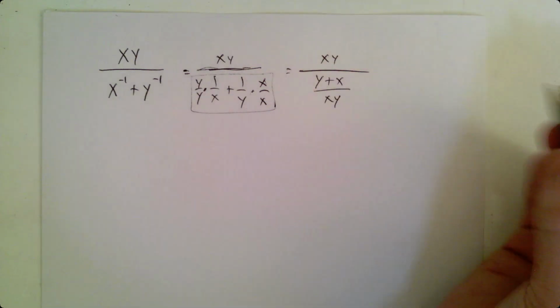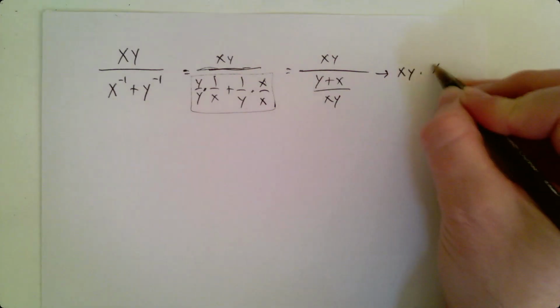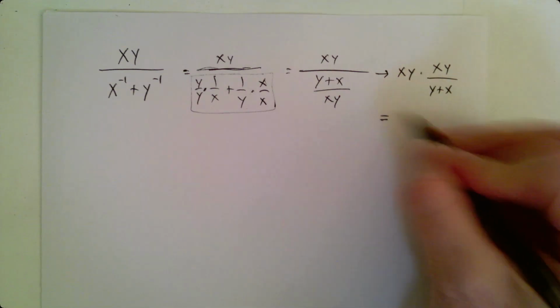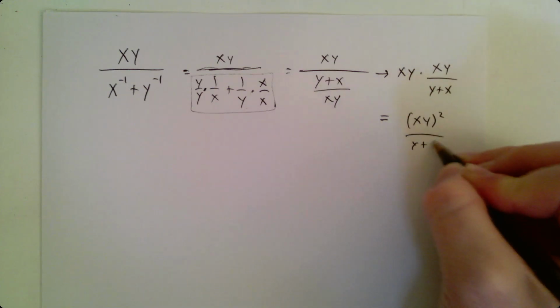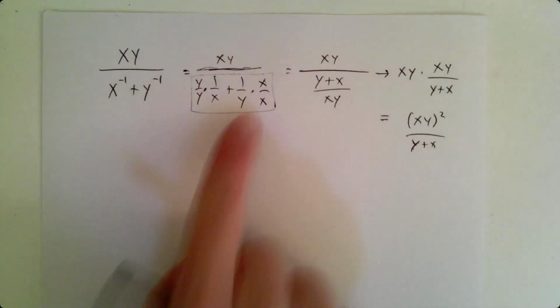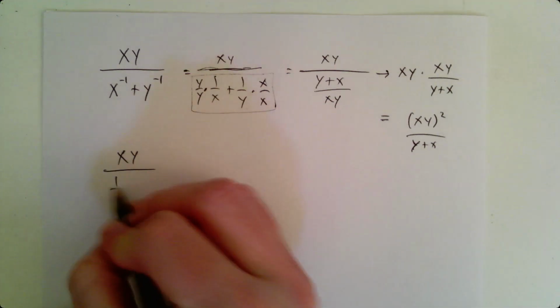I can say y plus x is what I have here, y times 1 plus x times 1, divided by xy. And so that's going to be the same as xy times xy over y plus x, and that's the same thing as xy squared over y plus x. So that's one thing you could do. You could combine them to have the same denominator. Here's a different thing you could do that'll get you the same result.